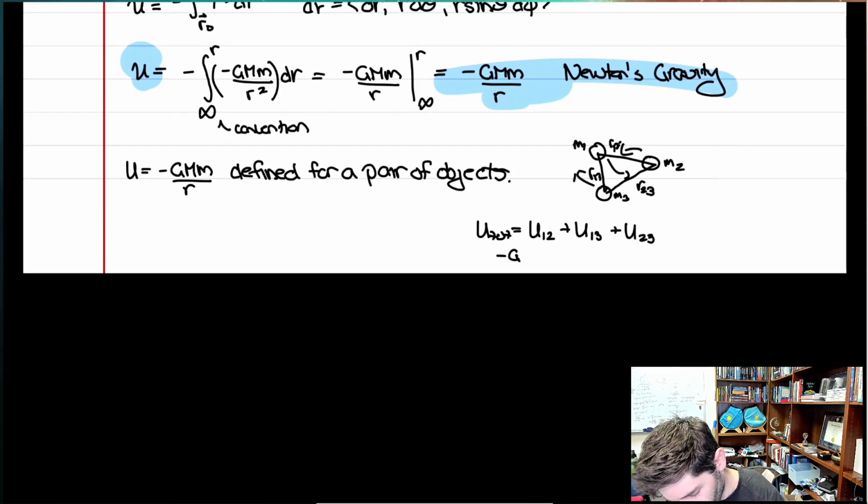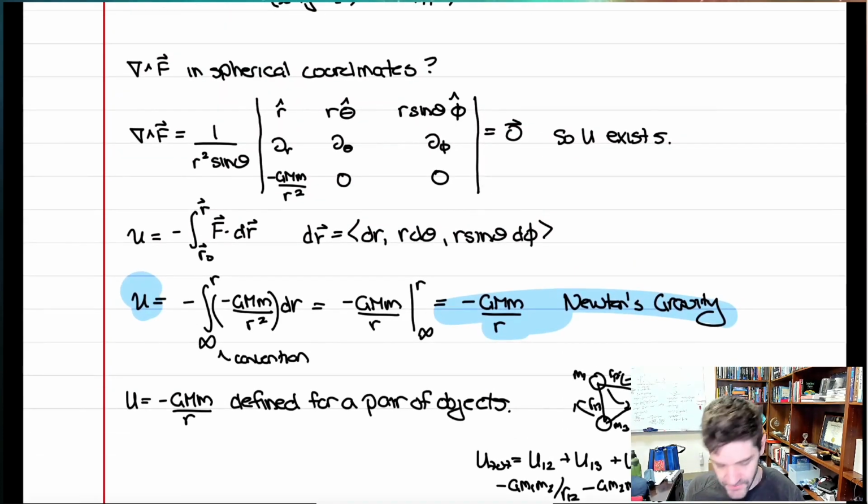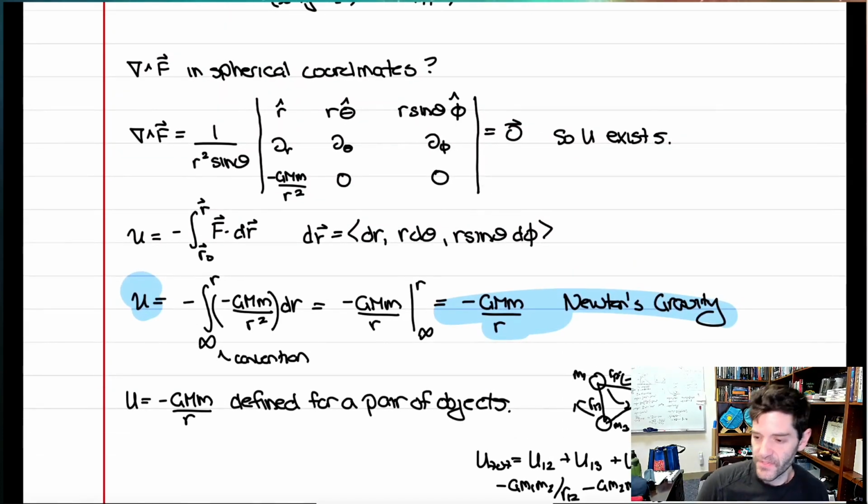So it might be something like negative G M1 M2 over R12, minus G M2 M3 over R23, and then minus G, I guess I skipped 1, 3, G m1 m3 over r13. That would be the total potential energy for a 3-body system that you would have to take into account. It's a small subtlety. Useful for me since all my stuff is astrophysics, but something to remember and keep in mind. This really is defined for a pair of objects.